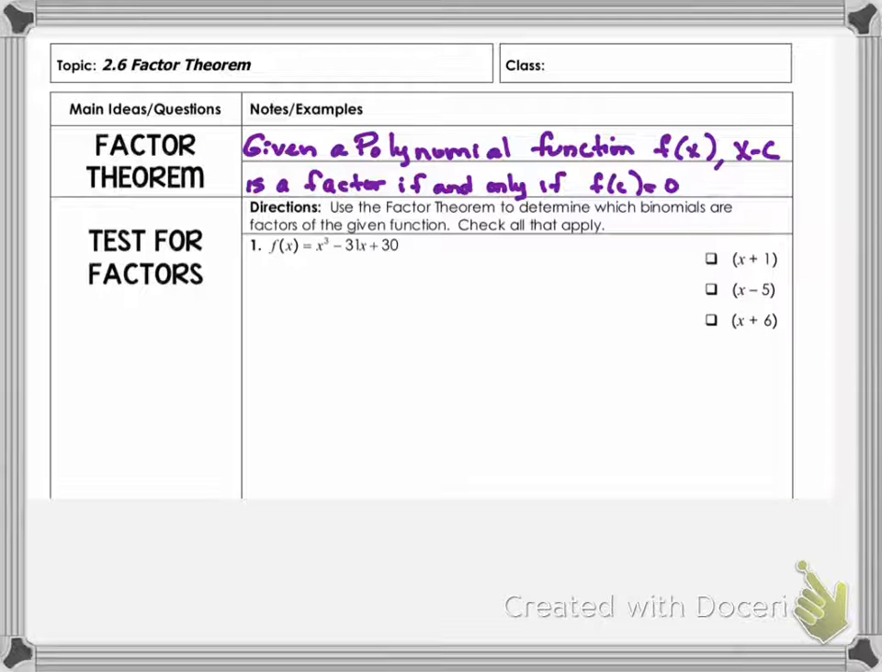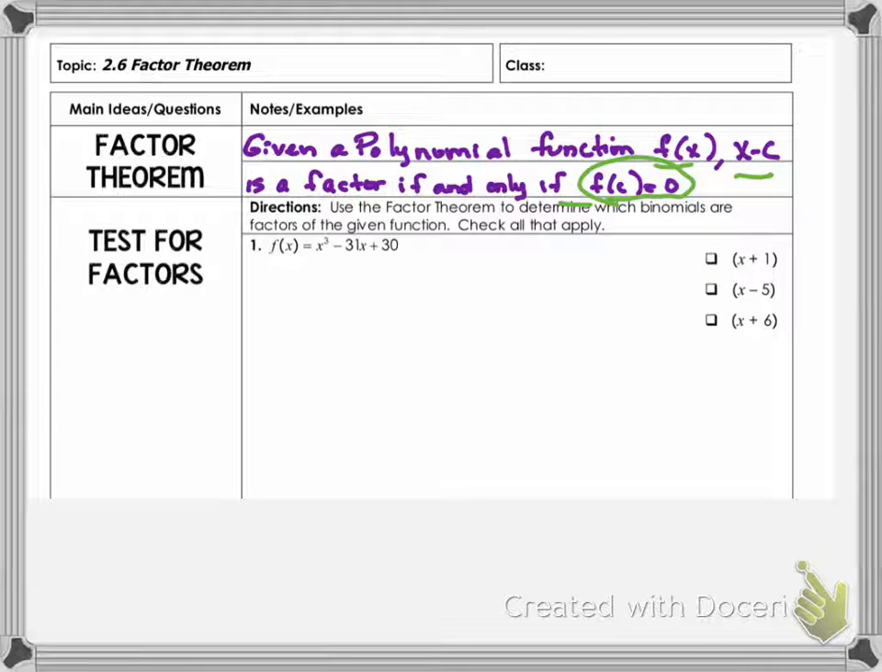Okay, so in our notes we're on the page that starts with the factor theorem, and the factor theorem says that given a polynomial function f of x, x minus c is a factor if f of c is 0, meaning if the remainder is 0. So if you have a 0 remainder, then the binomial x minus c will be a factor. So let's see what that's talking about.